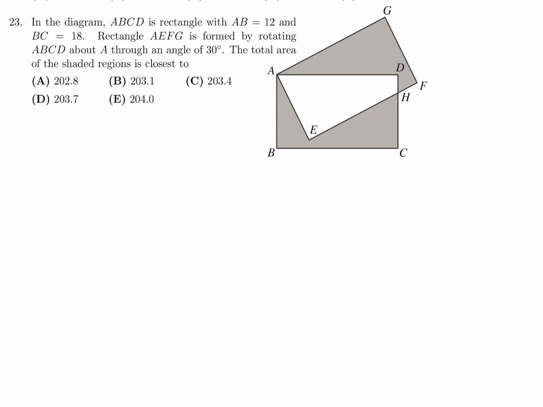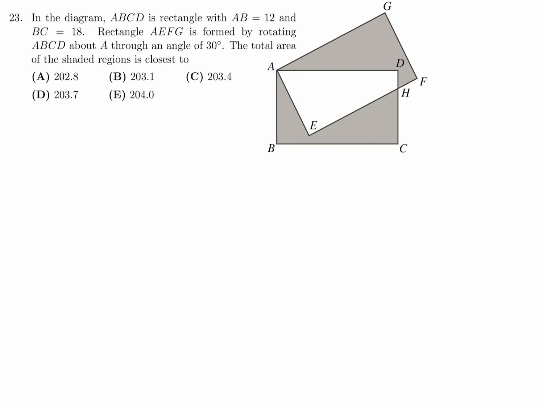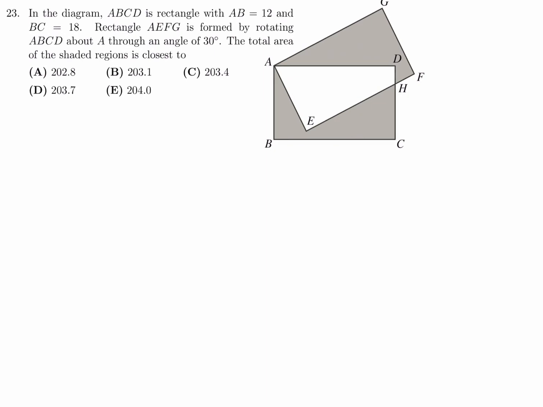ABCD is a rectangle with AB equal to 12 and BC equal to 18. Rectangle AEFG is formed by rotating ABCD about A through an angle of 30 degrees. The total area of the shaded regions is closest to.